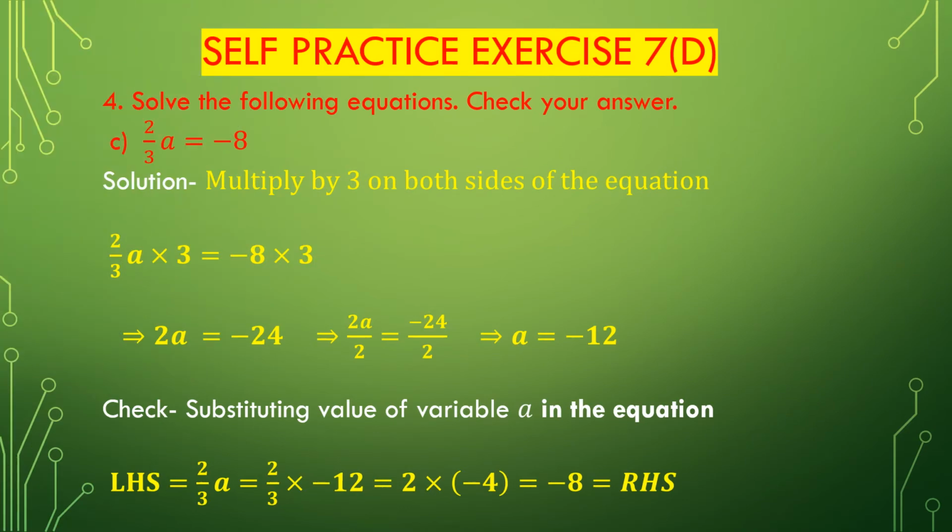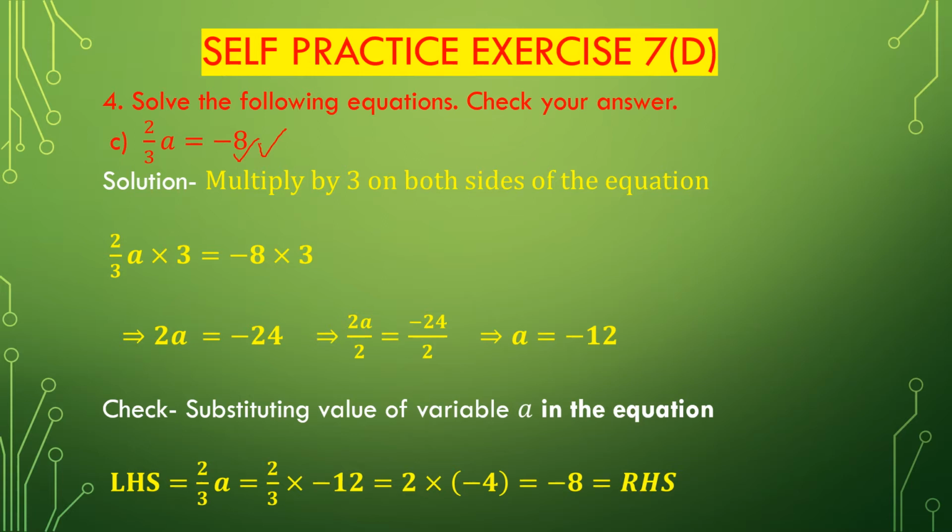Now we solve question number 3 part C. 2 divided by 3 multiplied with a equal to -8. This equation is given: on the left hand side 2 divided by 3a and on the right hand side is -8. Here 2 divided by 3 is multiplied with a, and division by 3 is here, so we have to multiply by 3 on both sides of this equation.